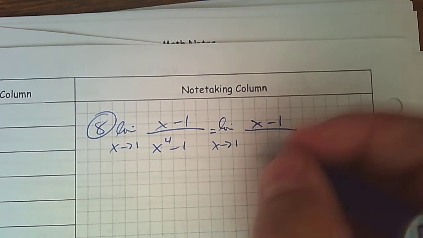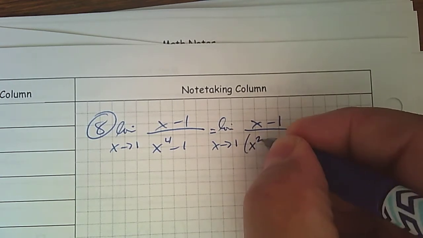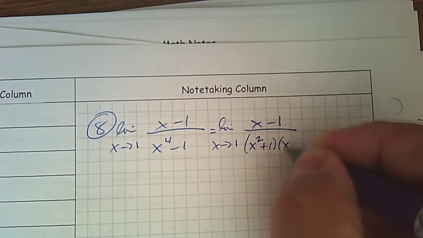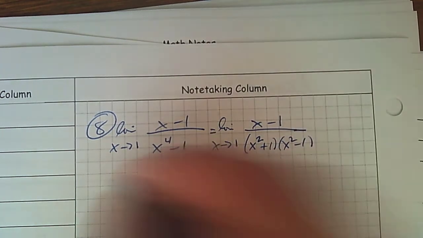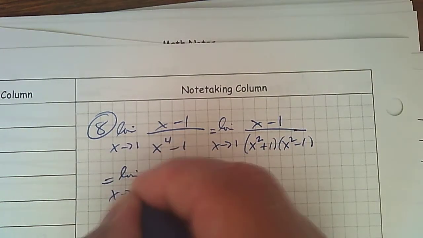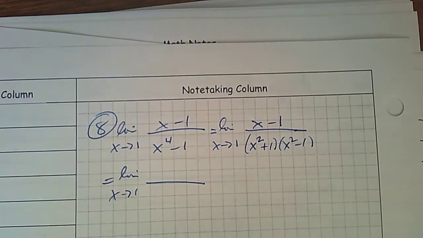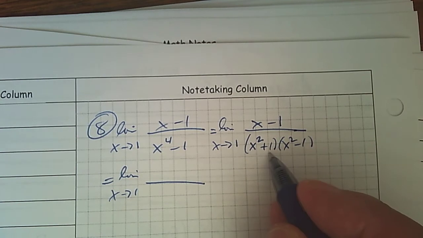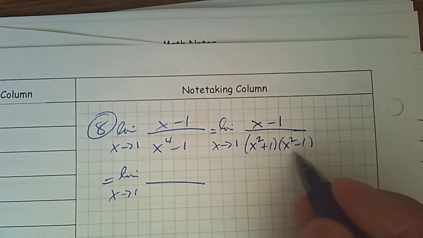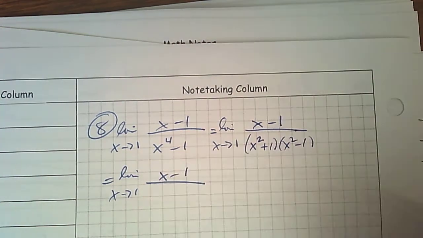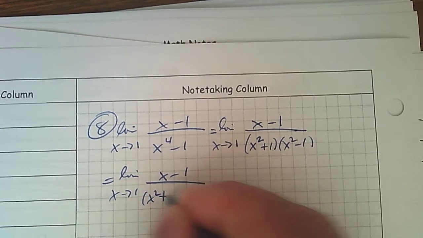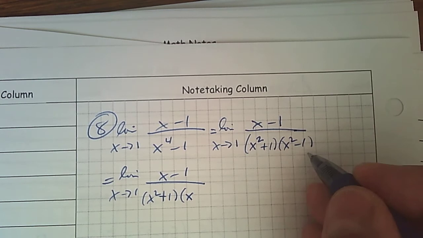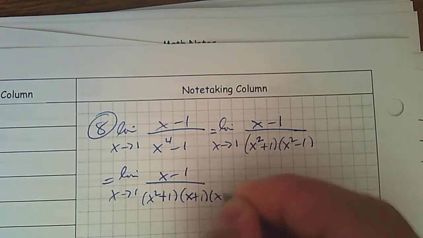x to the 4th minus 1 is a difference of squares. So the square root of x to the 4th is x squared, and it'll be x squared plus 1, and then the other one will be x squared subtract 1. Next, I can continue to factor. Now, x squared plus 1 is prime, but x squared subtract 1 is a difference of squares where I can do it a second time. So a difference there would be the square root of x squared, the square root of 1, so that's x plus 1, and x subtract 1.